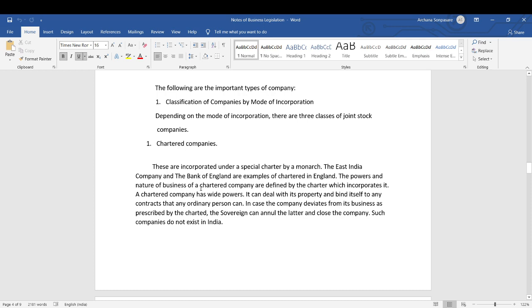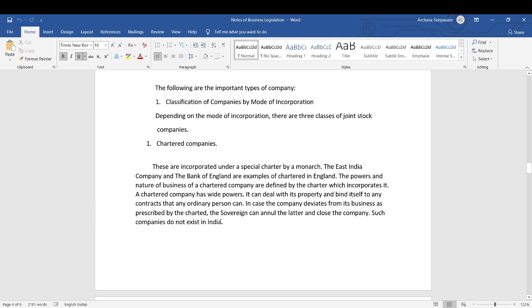A chartered company has wide powers. It can deal with property and bind itself to any contract that any ordinary person can. In case a company deviates from its business as prescribed by the charter, the sovereign can annul the charter and close the company. Such companies do not exist in India.